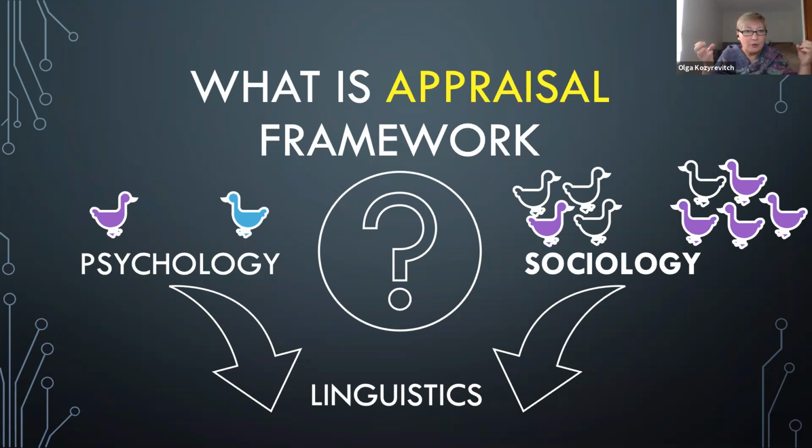So if in psychology we're two ducks and I feel this way and you feel that way, in sociology there could be many ducks that feel this way. And they teach their children and their neighbors and their sisters to react to the same thing in the same way. So the social aspect is: in psychology, we have our own reaction. In sociology, we spread this reaction to other people.